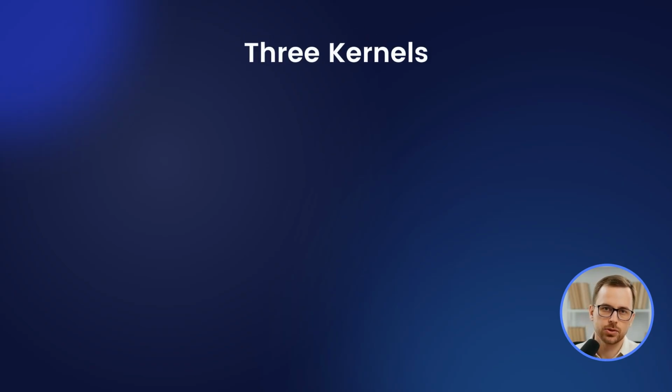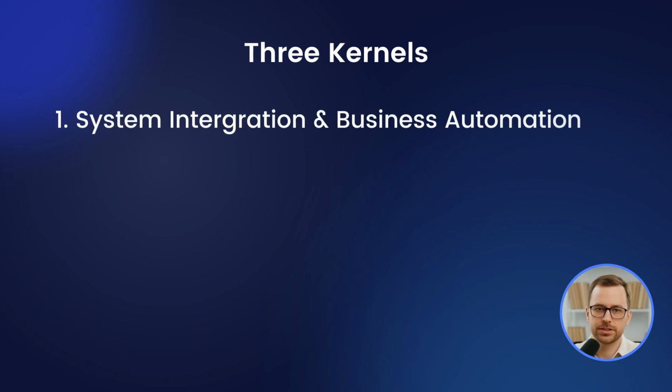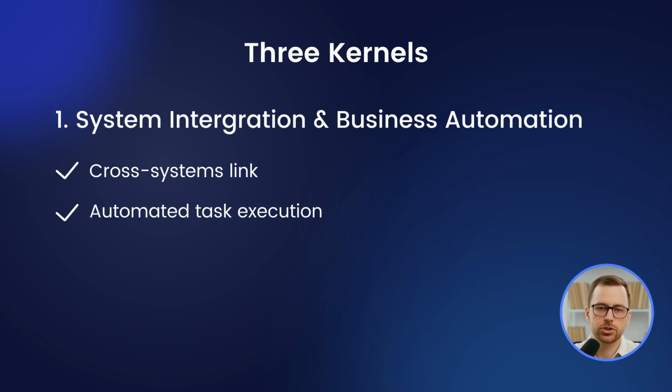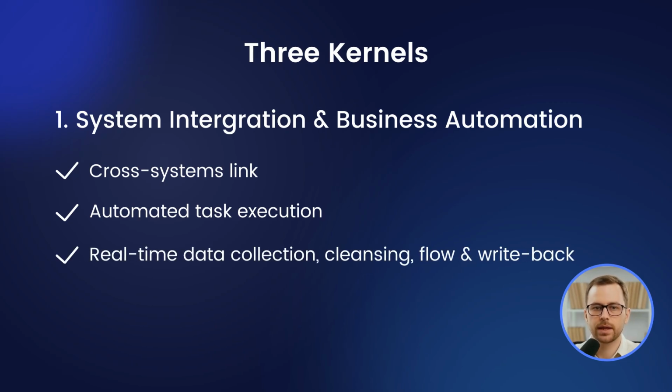Next, let's talk about its three kernels. The first kernel is system integration and business automation. Its main purpose is to break down system silos, shifting business operations from manual-driven to automation-driven. In GoInsight.AI, you can use visual workflows to connect CRM, ERP, ticketing systems, notification channels, databases, and more, enabling automatic execution of cross-system tasks. It also supports data collection, cleaning, routing, and write-back. This avoids manual data entry, ensuring information is real-time and accurate.